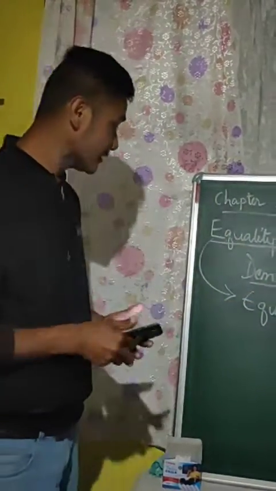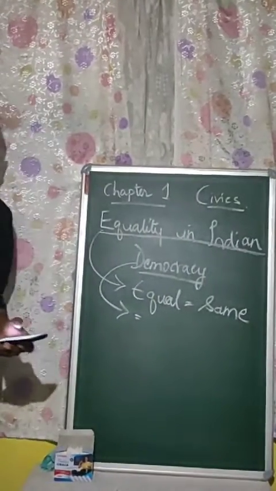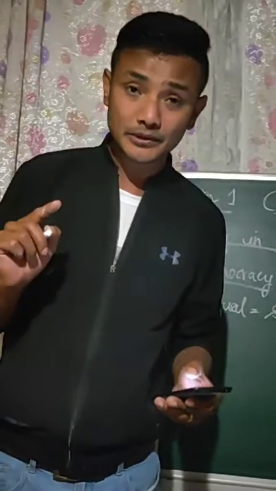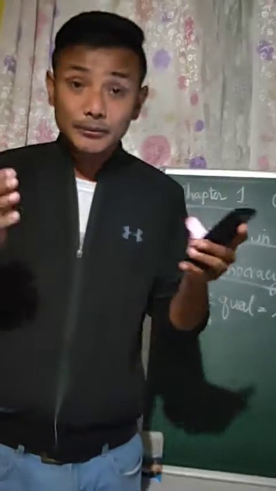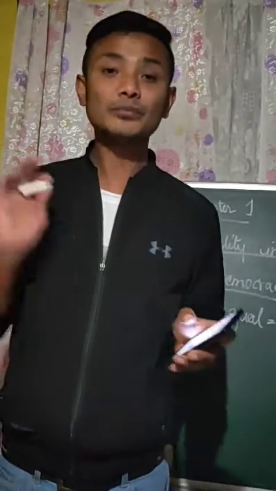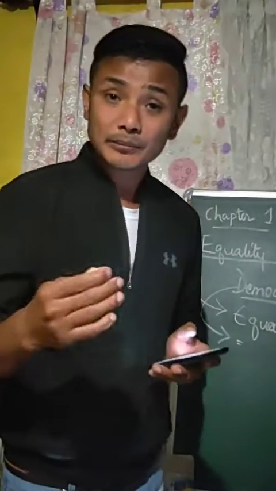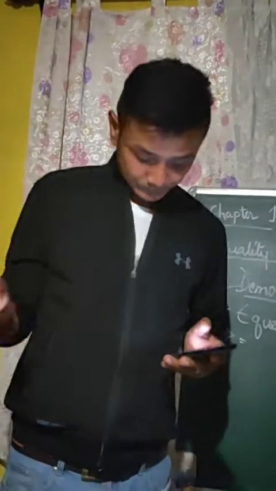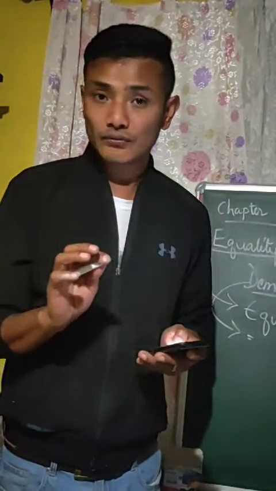Apart from that, the word democracy means where there is a supreme power of the people. In a democracy the government is elected by the people, and the government can be removed by the people themselves. The people can elect the government and they can remove the government through what is called voting.